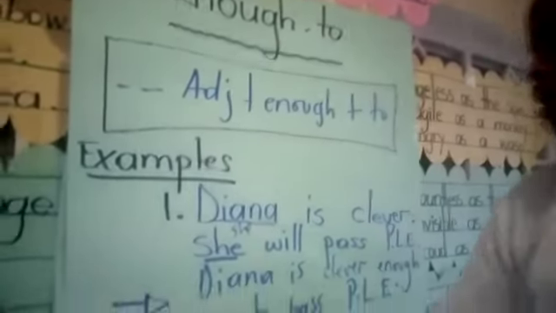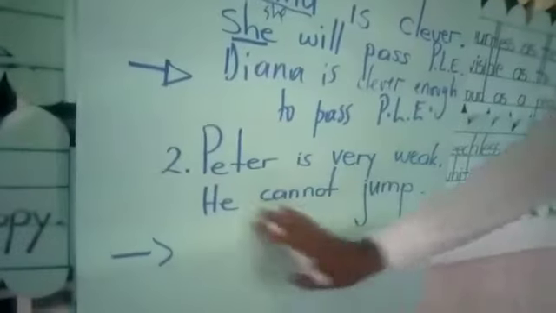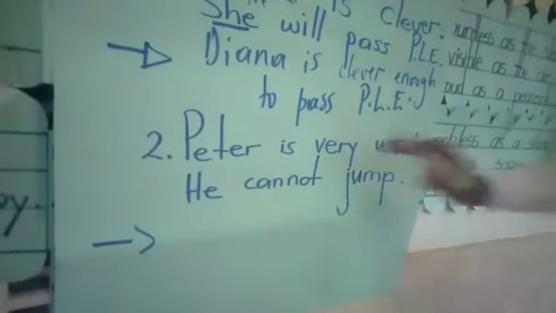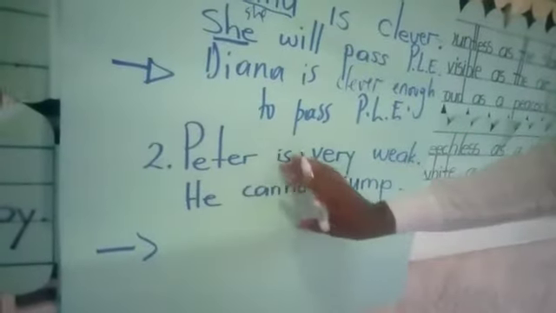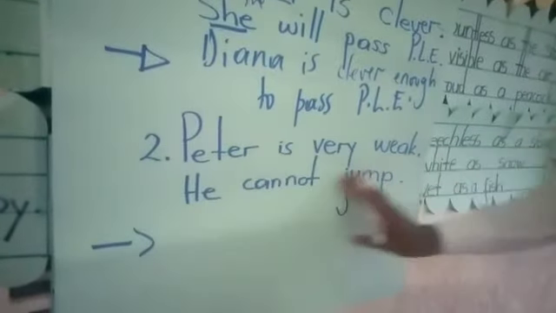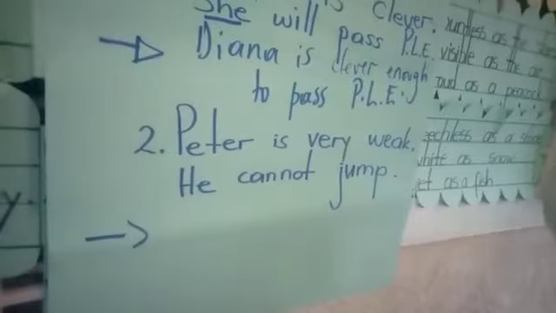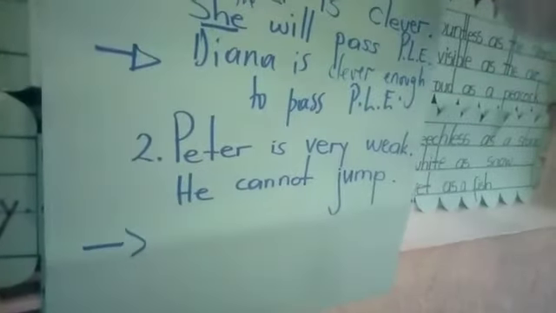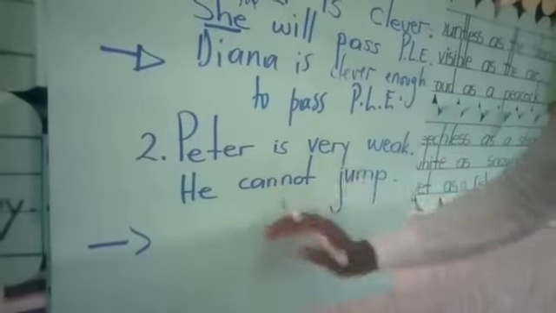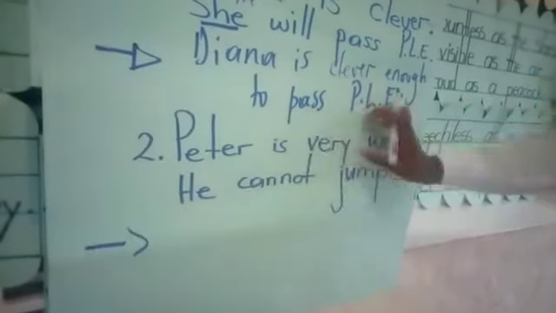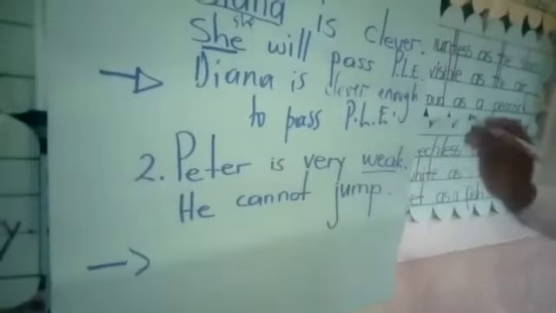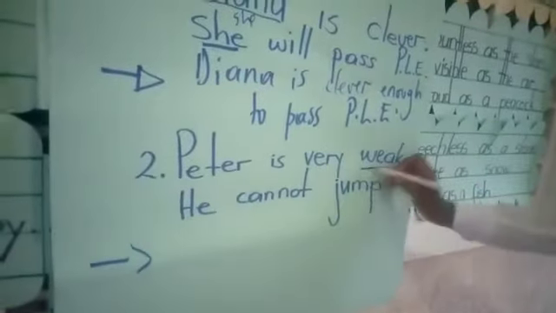The second question, Peter is very weak. He cannot jump. How shall we say? When we have two clauses, the first one there is no negation, there is no negative word. What happens when there is a negative word in the second clause and you are taught to use enough to? You make sure you link the sentences by using enough to, but replacing this adjective with its opposite.